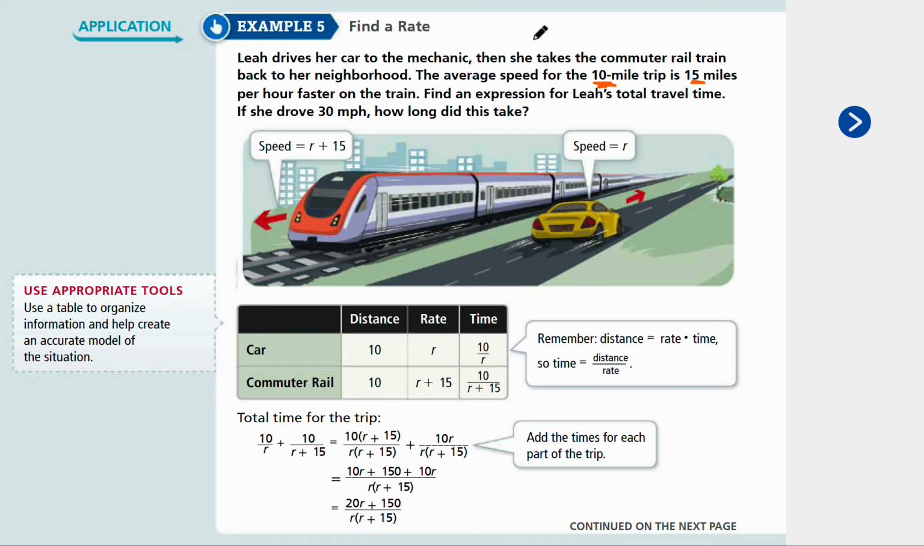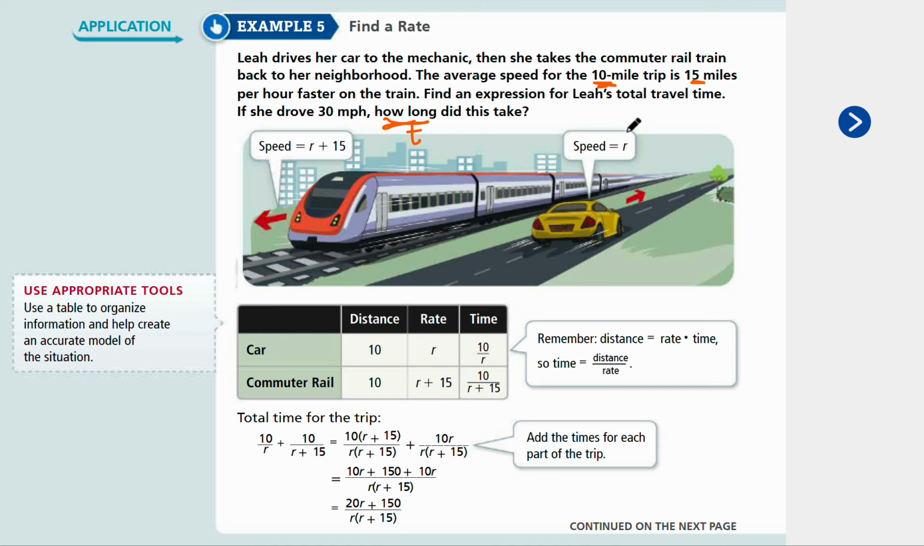So, first of all, we want to write the expressions, right? So we can look at two different distances and the speed. So remember, your distance equation is distance equals rate times time, right? So time is going to be distance divided by rate. So we want to figure out how long, which is time, we want to figure out how long the travel time is for Leah.